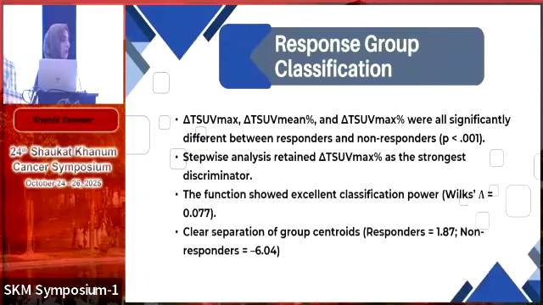To talk about how well the PET metrics performed in predicting response group, we performed a discriminant function analysis, which showed that all PET metrics were significantly different in the two groups of responders and non-responders. However, the delta TSUV max turned out to be the strongest predictor of them all, showing an excellent classification capacity with a clear distinction between the two groups of responders and non-responders.